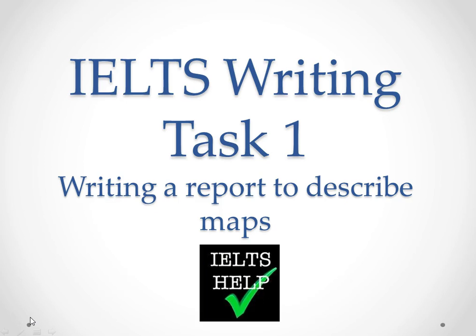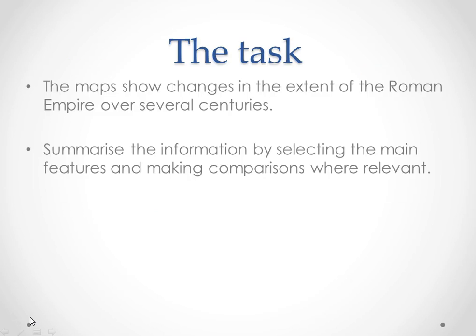Today, of course, it's IELTS Help. Task 1, how to write a report to describe changes and differences in maps. Here is the task. The maps show changes in the extent of the Roman Empire over several centuries. Summarize the information by selecting the main features and making comparisons where relevant.